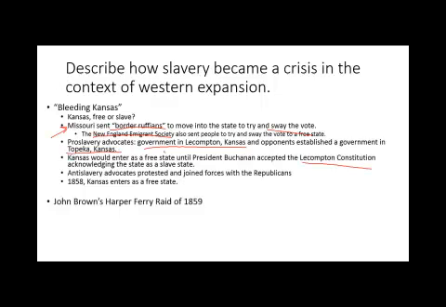Kansas would enter a free state until, and look at this roller coaster here, President Buchanan accepts the Lecompton Constitution, acknowledging it as a slave state. So we entered free, now we're slave. Anti-slavery advocates will protest this and join forces with the Republicans, which are primarily your northern politicians, pro-manufacturing, pro-business, pro-immigration, etc. We're going to join forces with them. Okay? 1858, we enter as a free state. So look at this. We went from free to slave with President Buchanan to free once again with the emphasis of Congress, okay?